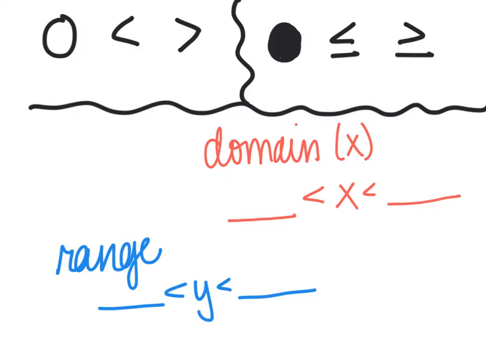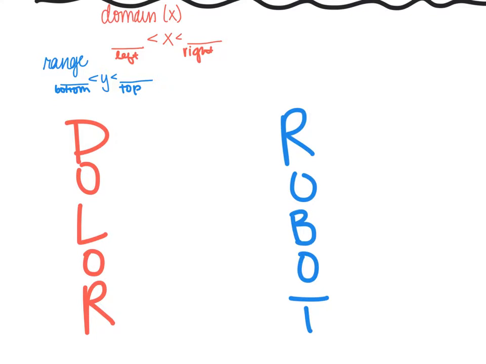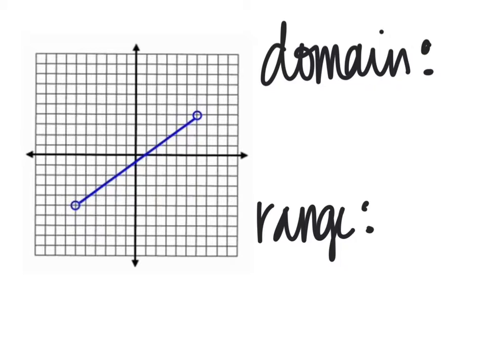When we read our domain and our range, our domain is going to go from left to right, and our range is going to go from bottom to top. We can use the phrase Delore the robot to help us remember that. Delore stands for our domain, which goes from left to right, and our robot stands for our range, which goes from bottom to top. So if I want to find the domain of this graph, remember my domain is going to be written like this. We may put equal to signs here, we're not sure. I'm going to go ahead and erase those for now. And we read it from left to right.